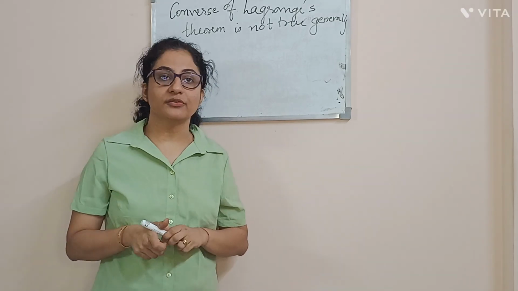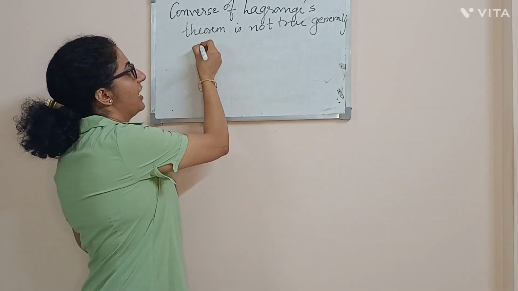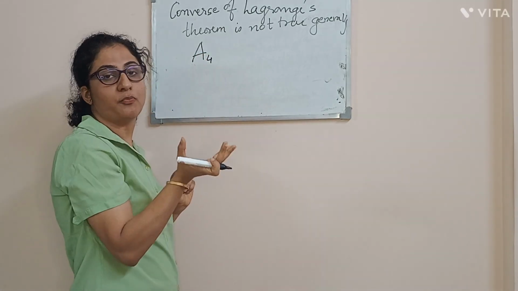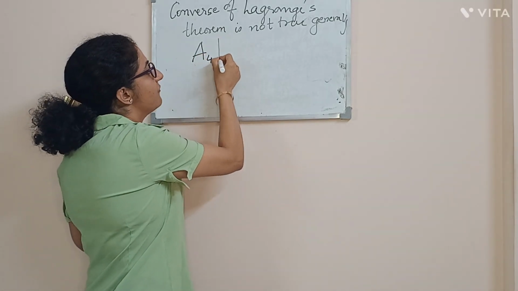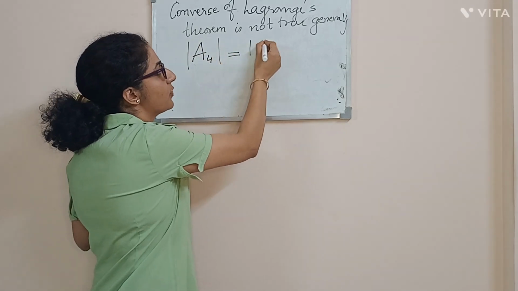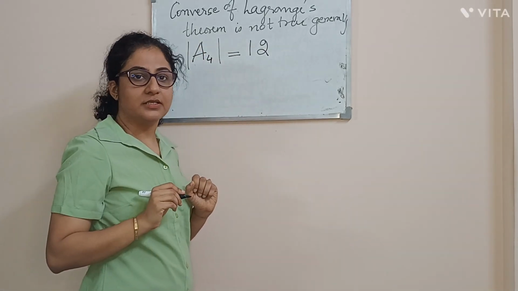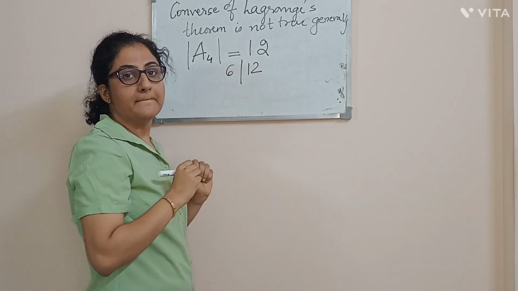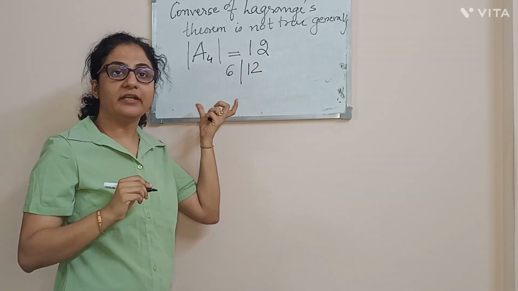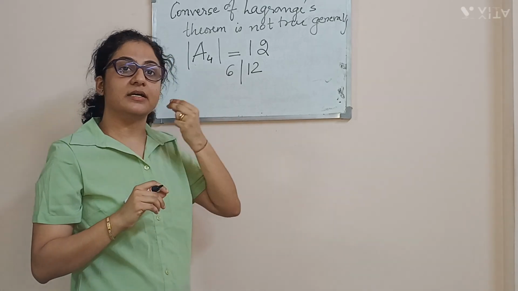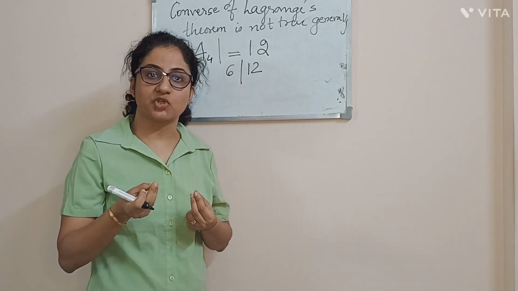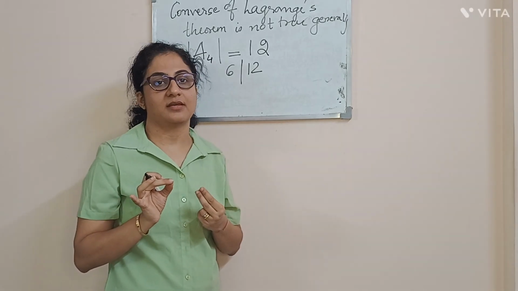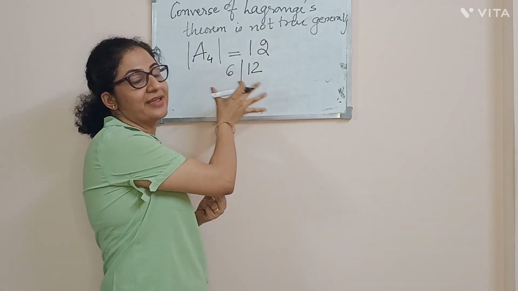So the best example for this is A4, the alternating group A4, the group of even permutations. We know that the order of this thing is 12, right? And we know obviously 6 divides 12. But this alternating group, the group of even permutations, doesn't have any subgroup of order 6. Hence, the converse here fails.